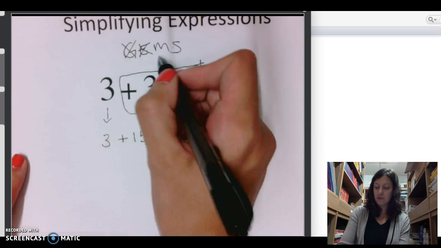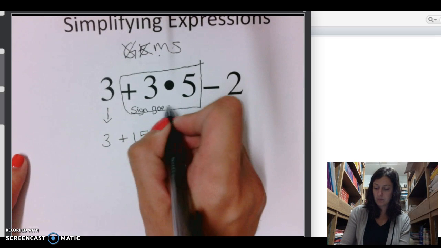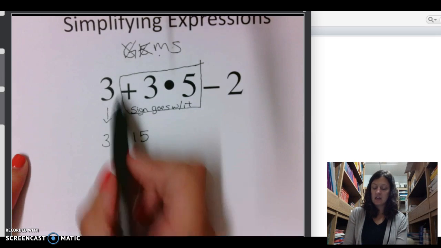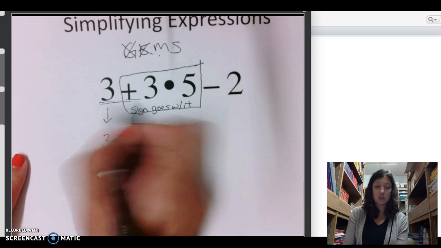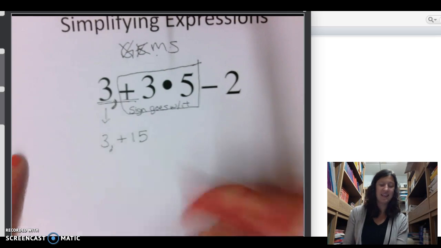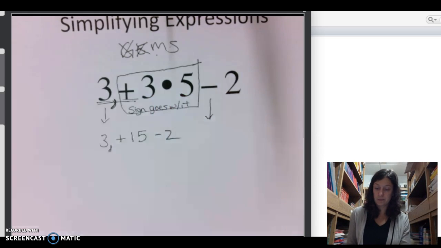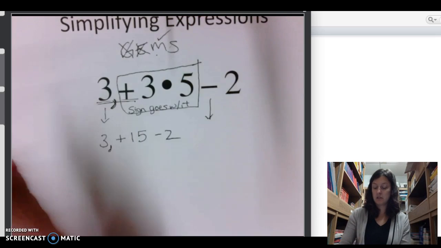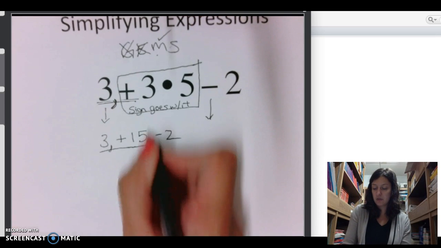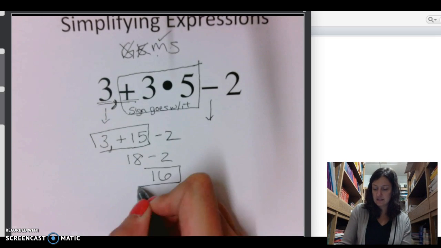Now, after this, the sign goes with it. Because these 2 things were joined by addition. That's the operation. We could almost put a comma here to remind us that that's what was happening, not multiplication. It's hard when you don't put that sign because you don't know why those 3 and the 15 are next to each other. Negative 2. Check. Addition and subtraction from left to right. 3 plus 15 is 18 minus 2 is 16.